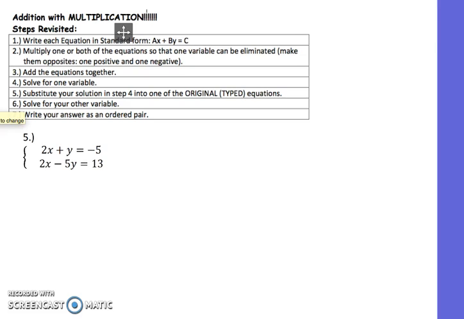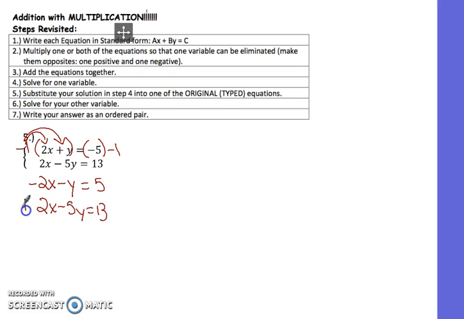Well, you can make it that. Remember the golden rule of algebra? What you do to the left, you have to do to the right. So I'm going to multiply the left by negative 1 and the right by negative 1. And when I do that, I get negative 2x minus y equals positive 5. I'm going to rewrite my second equation, 2x minus 5y equals 13. And now it's just normal.